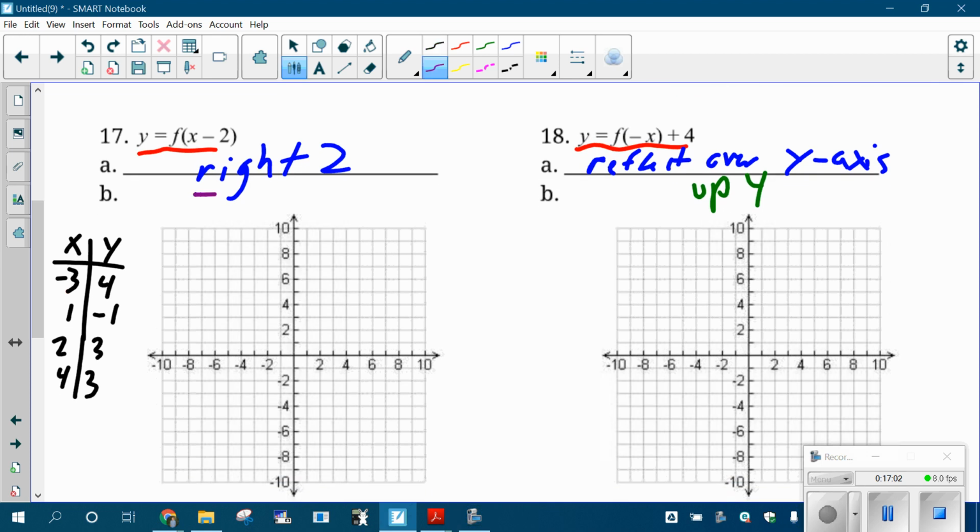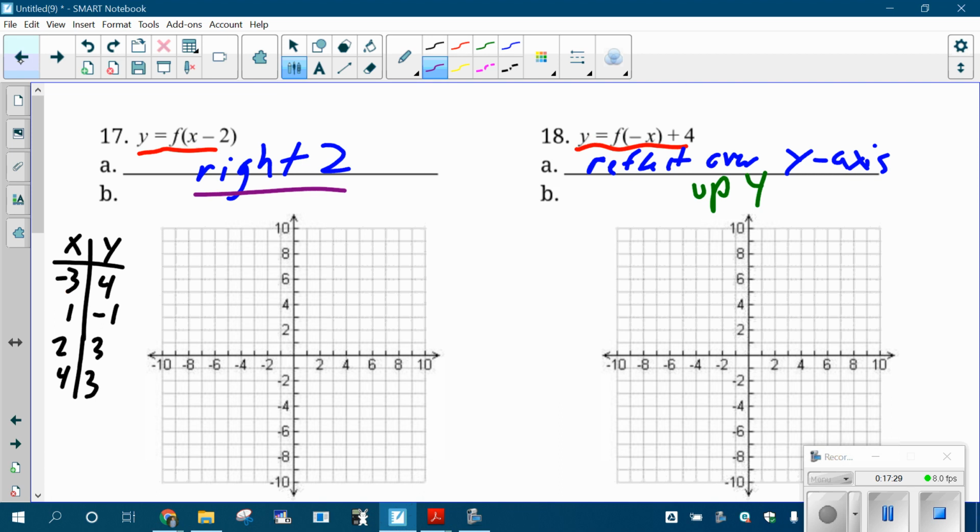Now, I didn't say this before because I think you know it, but we can go back and add it to our chart if you want. Horizontal transformations change which coordinate, the X or the Y? Use your brain for a second. Horizontal stuff, like horizontal goes to the X. So this right 2 is going to change only the X coordinates. What's it going to do to them? Well, it's going to make them 2 bigger.